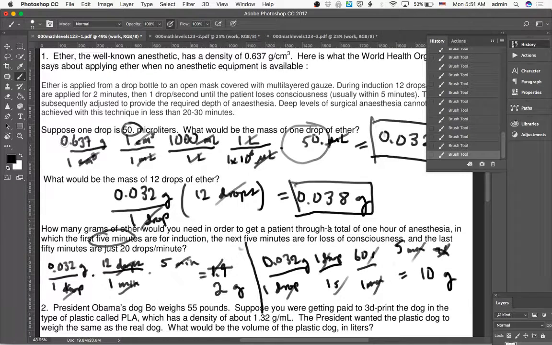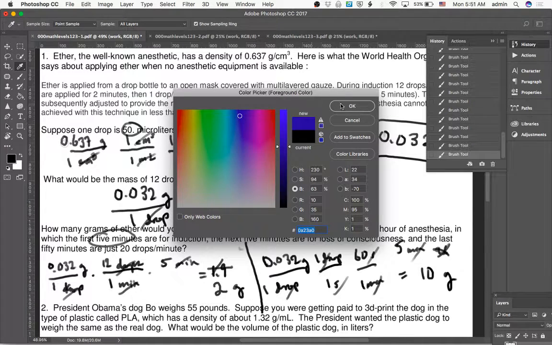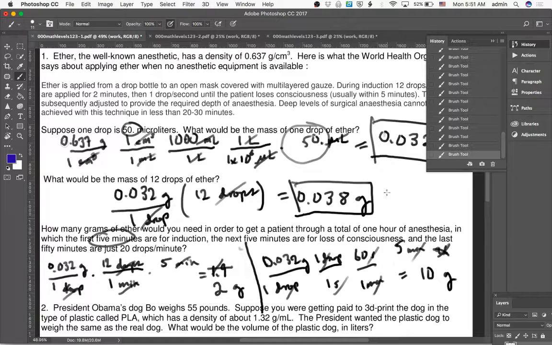So the last 50 minutes are just 20 drops per minute. So maybe I can do this in a different color so you don't get confused here. About blue. So the next, I'll do it right here. Right? So the next 50 minutes, so 0.032 grams. There are several different ways to do this, of course. I'm just doing one of the many possible ways. I don't mind which way you use, as long as you can show the work on the exam and get the right answer, and trim the significant figures.